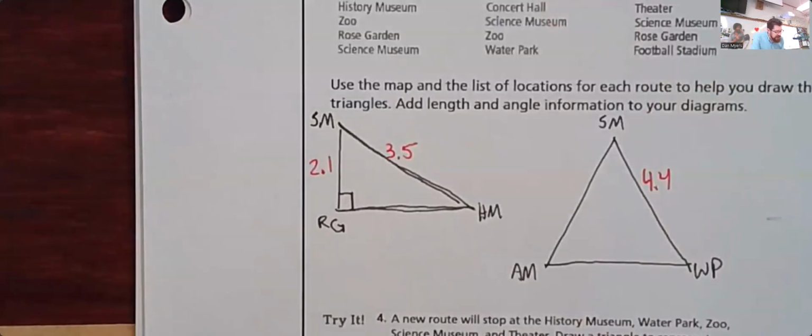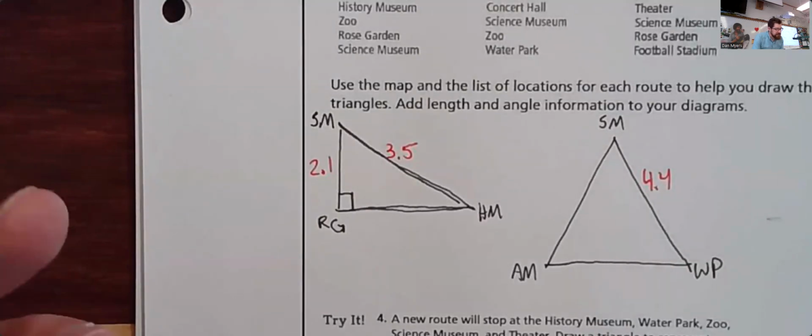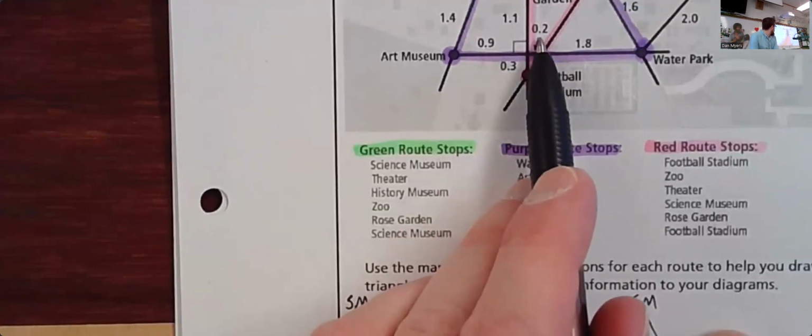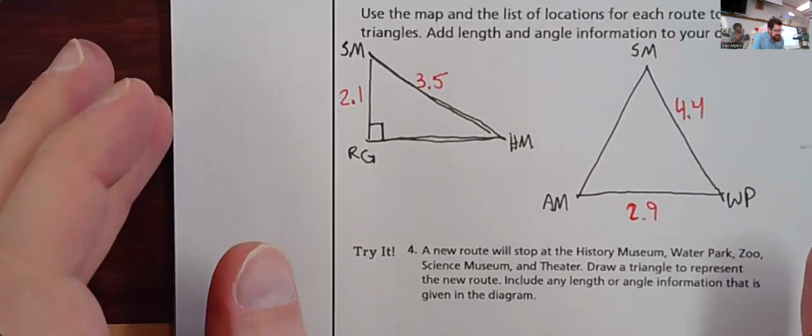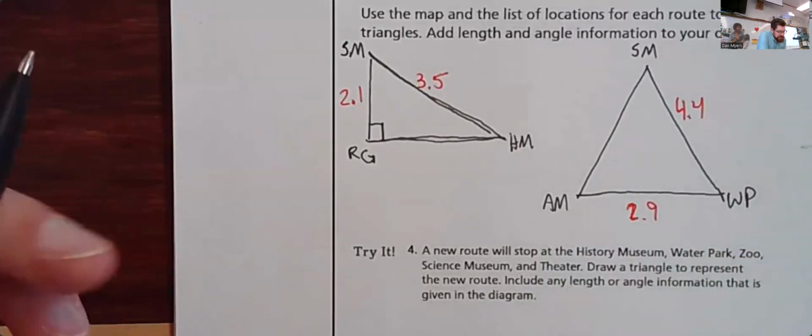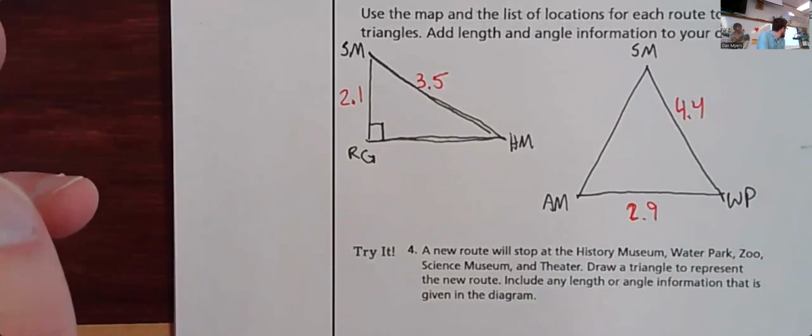How about the distance between the Art Museum and the water park? I think it's 3.1. No, wait. No, it's 2.9. You're right. It's 2.9. Because you got 0.9 here, 0.2 here, that's 1.1, 1.1 and 1.8 is 2.9. So 2.9. Good. 2.9 across the bottom. And then how about from the Art Museum back up to the Science Museum? 3.9. Good.